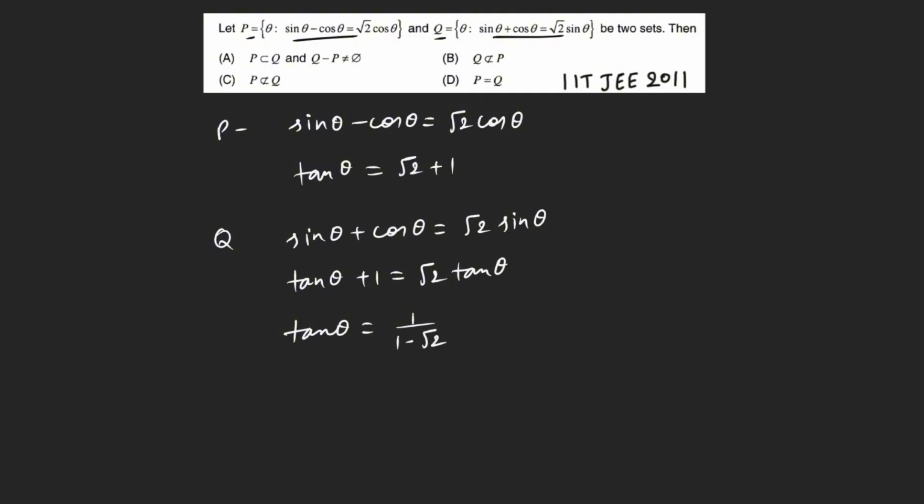Now we can rationalize it, and after rationalization our tan theta is equal to 1 plus root 2. Therefore, both the sets contain all values of theta that satisfy tan theta equals root 2 plus 1, and hence both the sets are equal. Therefore, our answer is D.